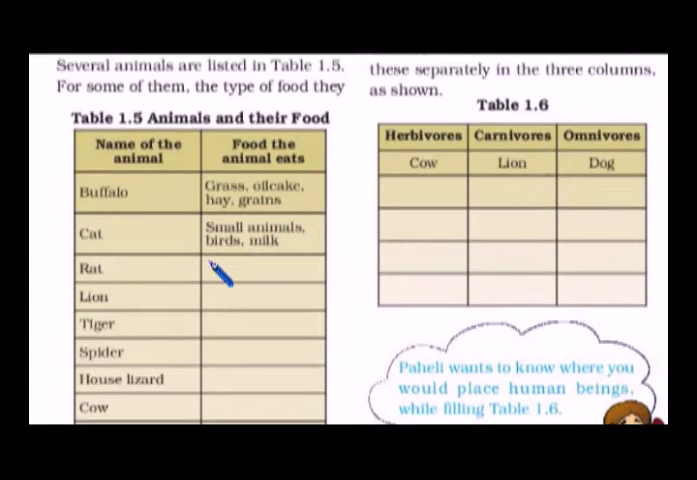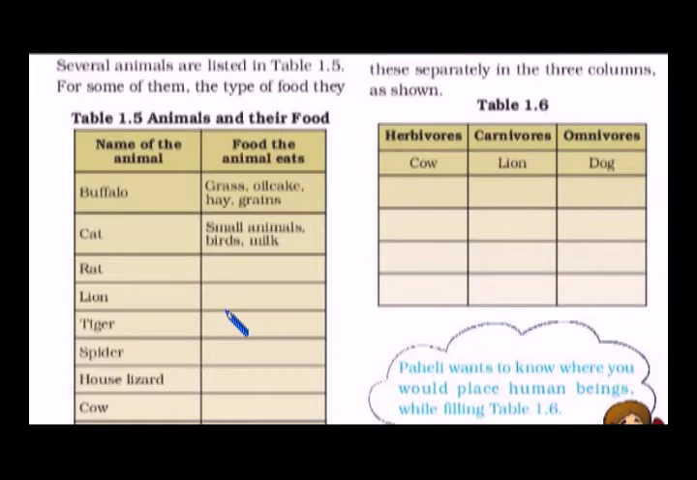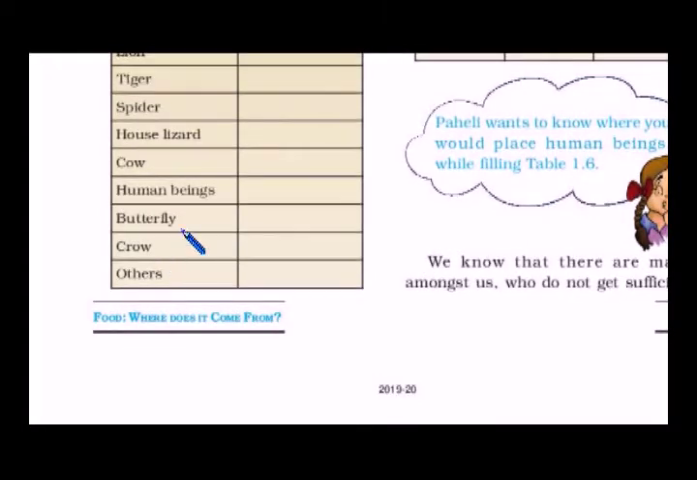Rat eats other animals, okay? Lion, it eats other animals. Does it eat grass? Lion doesn't eat grass. Tiger also doesn't eat grass. It eats other animals. Spider also eats other animals. In the web, small insects are caught and the spider eats that. Human beings eat both plants and animals. Butterflies suck the nectar of a flower or fruit. They suck juices from the fruits. Crows eat both plants and animals. So children, you have to fill this table.